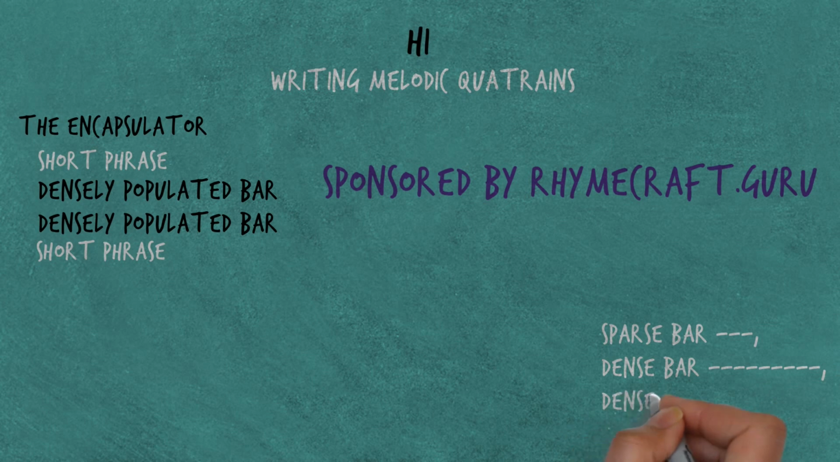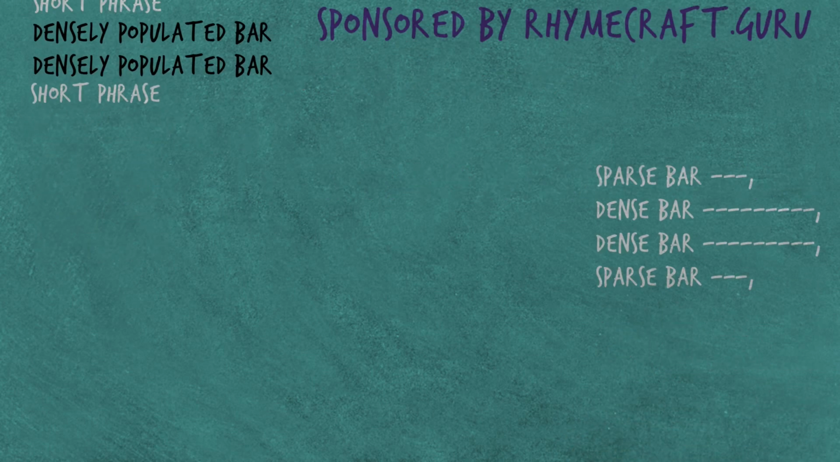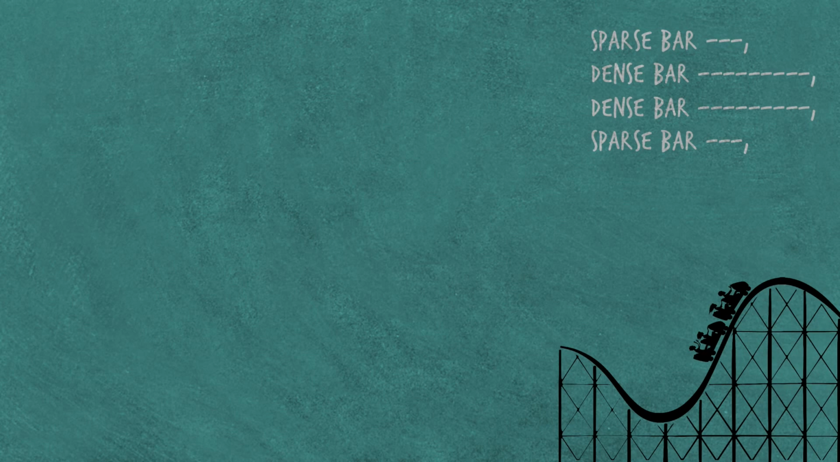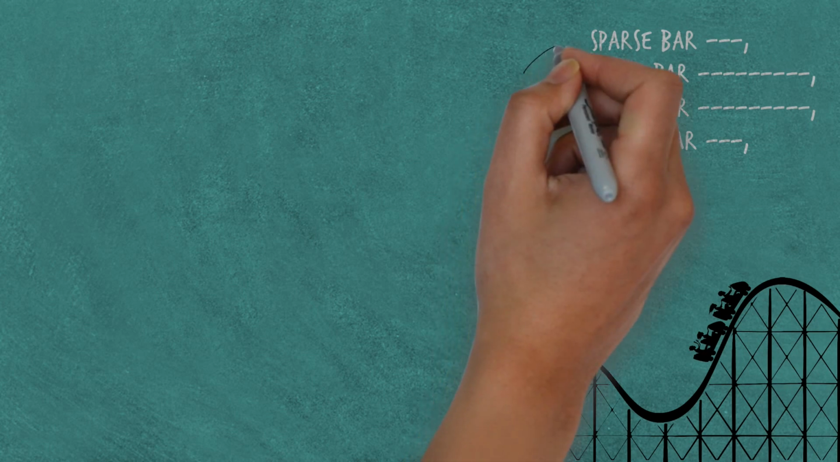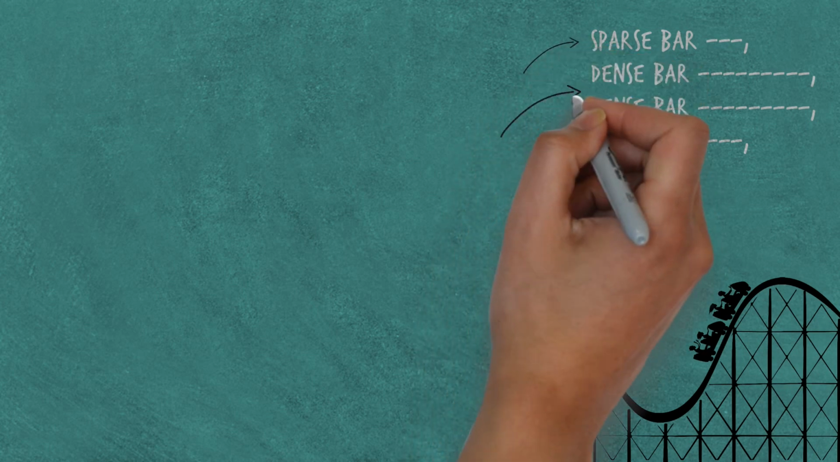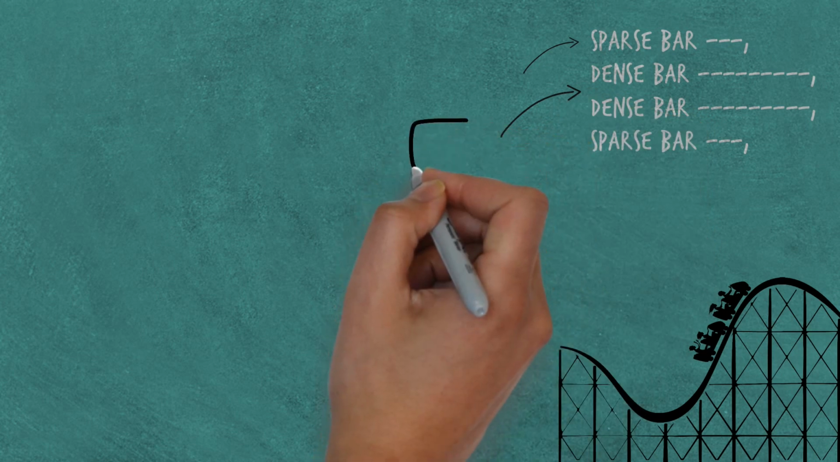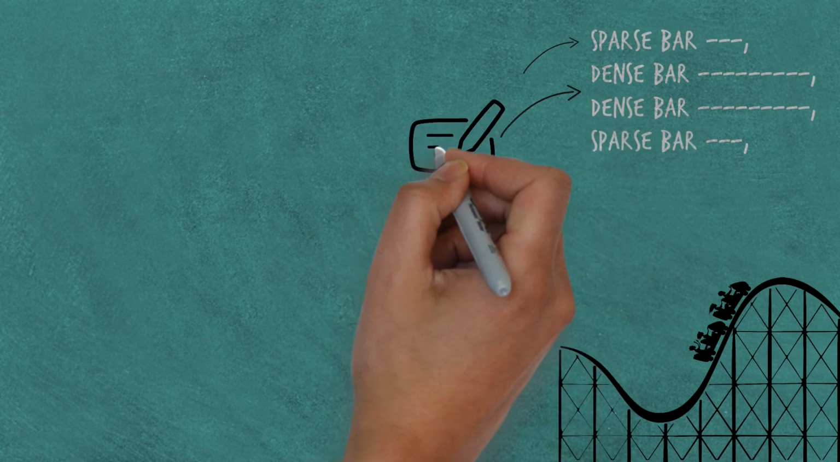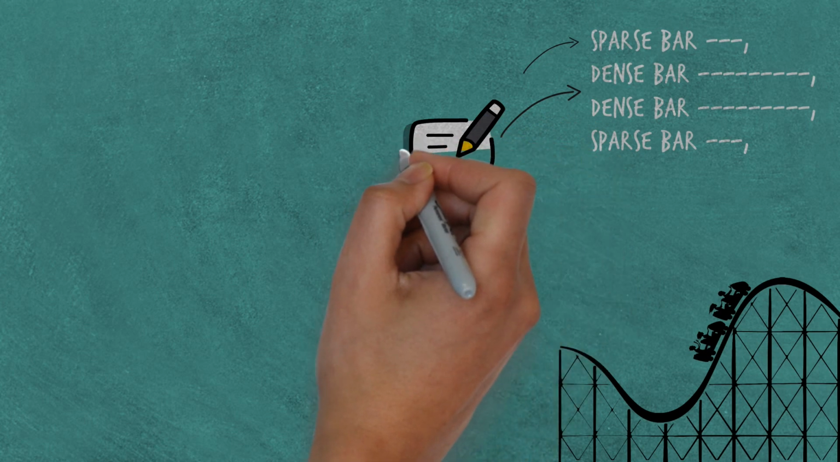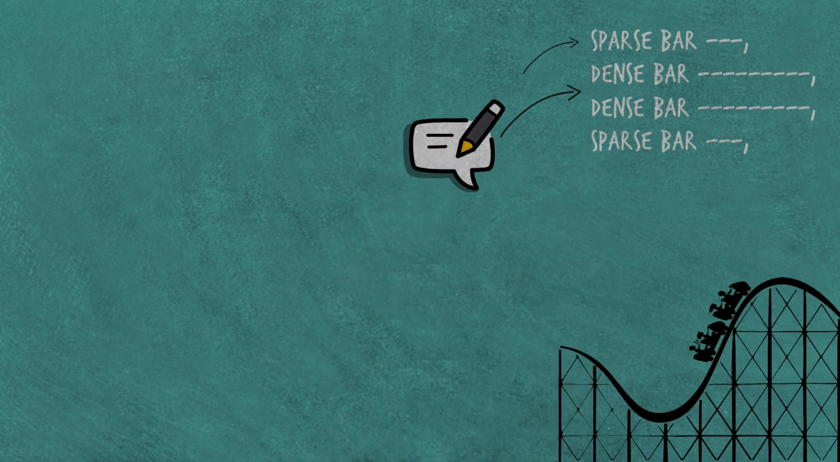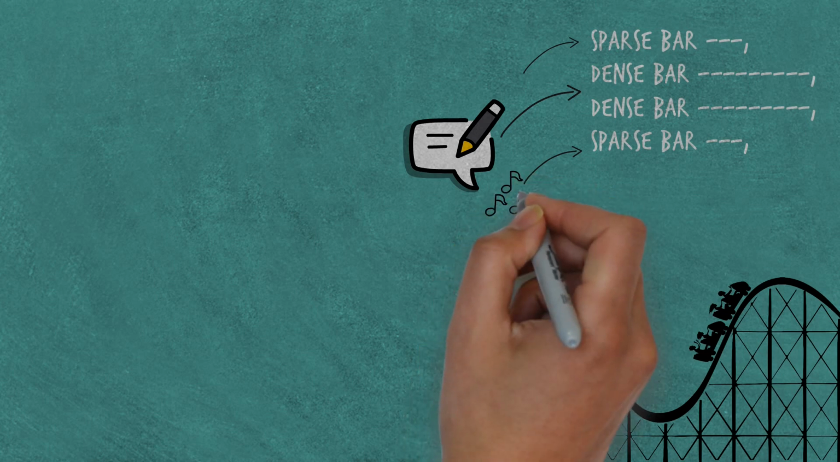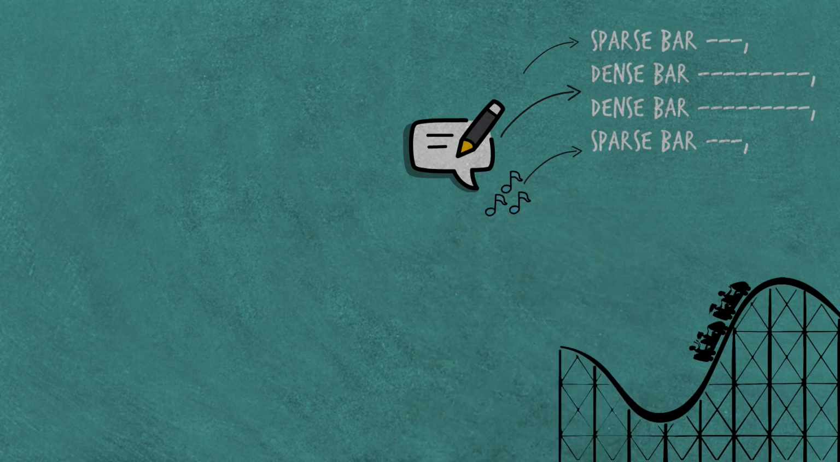So as a diagram, the blueprint would look like this. Sparse bar, dense bar, dense bar, sparse bar, right? This method makes for a nice melodic experience as the listener is first introduced to a simple phrase that gets their attention. Then you write two dense bars in which you can write strong content in the form of punchlines. That gives them the signal that your lyrics as well as the melody is potent and needs their attention. After all, you finish with another short phrase which eases up the quatrain and their attention with it.